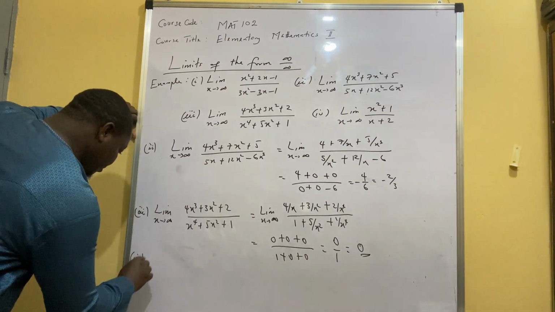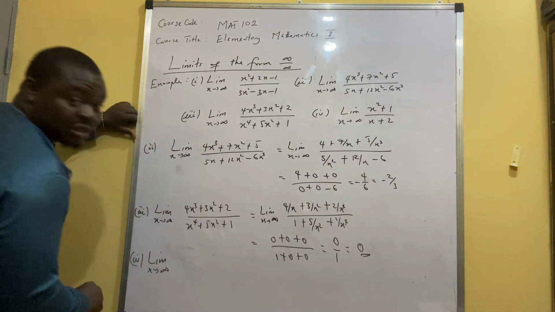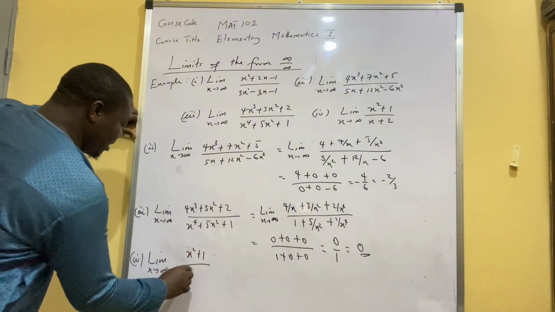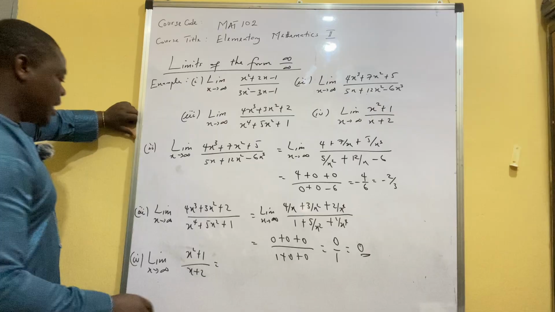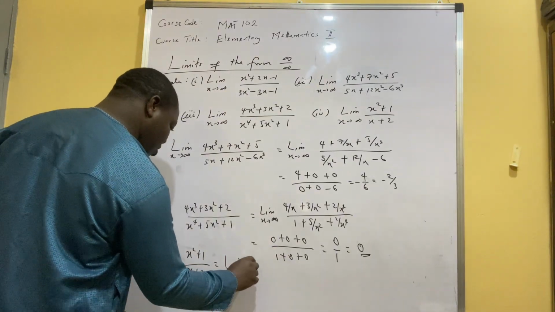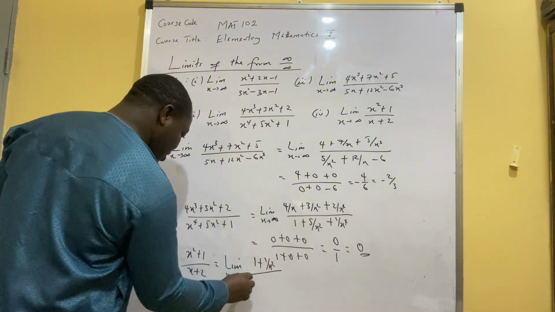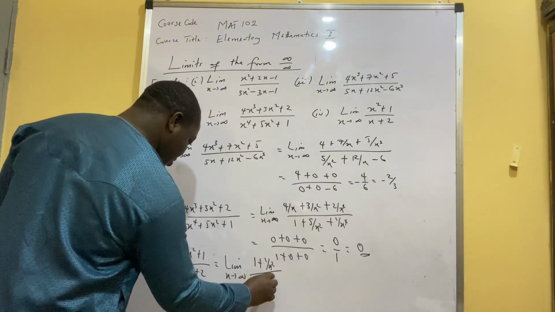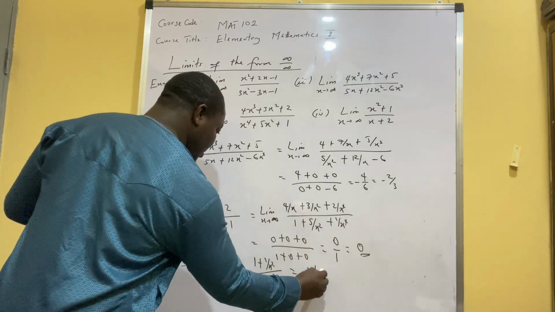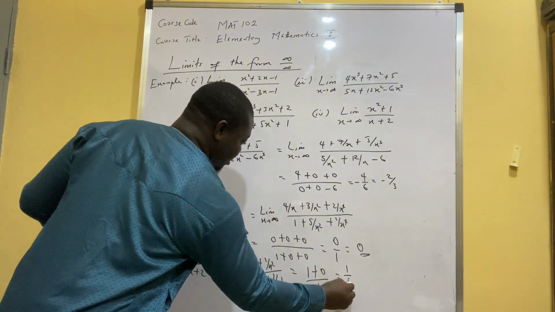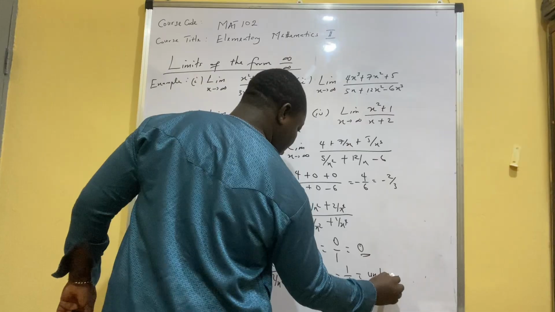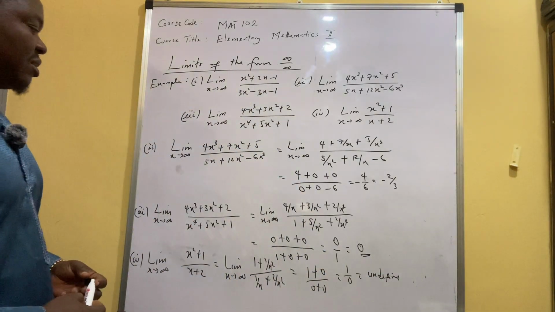Then the last one: the limit as x tends to infinity of x squared plus 1 over x plus 2. The highest power of x here is x squared, so that we have the limit as x tends to infinity of 1 plus 1 over x squared, over 1 over x plus 2 over x squared. Substituting infinity, we're going to have 1 plus 0 over 0 plus 0, and we have 1 over 0, which is undefined. That means the limit does not exist.